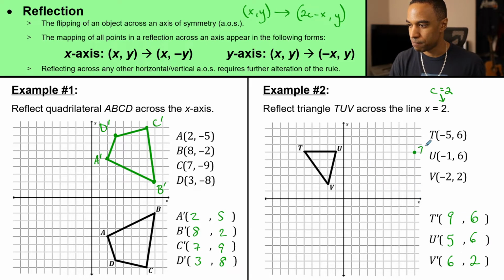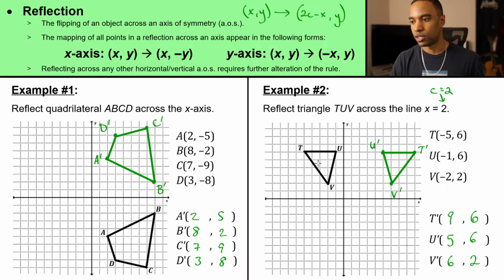Here's my T prime. Now remember, it's not reflected across the y-axis. It's this invisible line right here. I'm going to put it up later and we'll see if it looks like it's good. 5 comma 6 for U prime. And V prime, 6 comma 2. This is a reflection here. Let's see how this one ends up looking. Is she a looker?